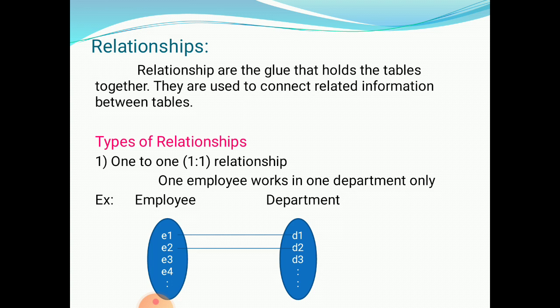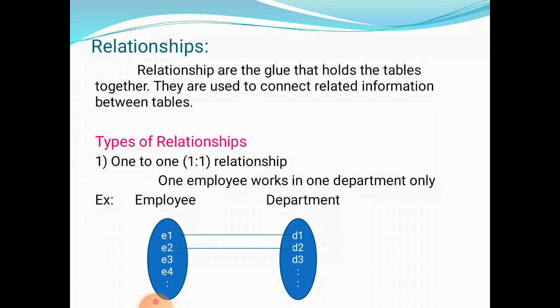Okay, types of relationships. There are three types of relationship: one to one, one to many, and many to many. The first one is the one to one relationship. What does one to one mean? One employee works in one department only at a time. Only one person can work in only one department at a time.